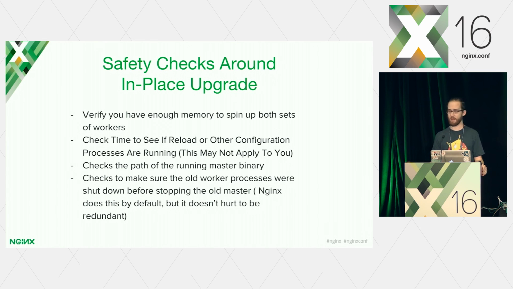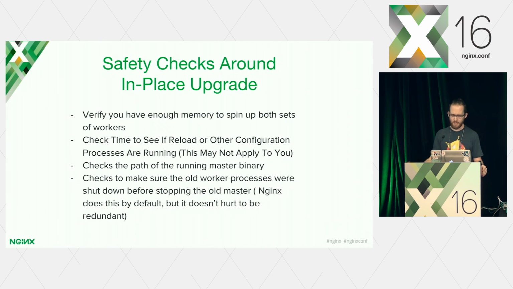It checks the path of the running master binary, which is important. We do all of our NGINX starts and stops through upstart scripts, and if for whatever reason a support engineer goes in there and stops NGINX or starts it just using the binary, it can sometimes cause the path that's shown during the in-place upgrade to be incorrect and then cause it to fail. So we always check that too, to make sure nothing's been started incorrectly or stopped incorrectly on the machine.